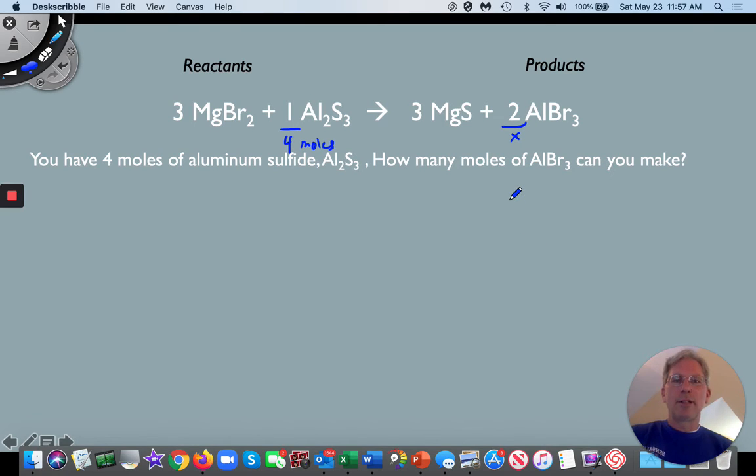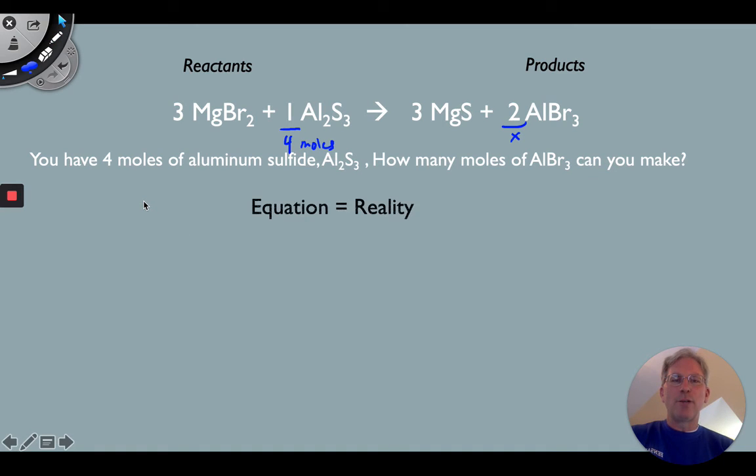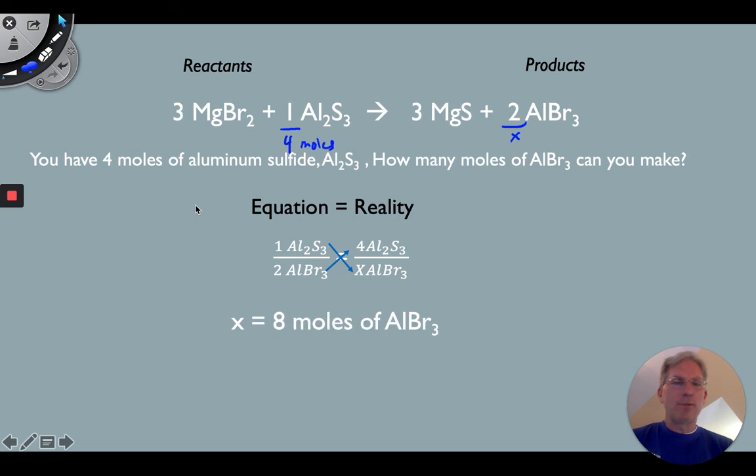So let's start off by making our equation using our ratios. I know from my chemical formula that I've got 1 Al2S3 and I've got 2 AlBr3s. But the question told me I wanted to use up 4 of them, so I'll put my 4 there and my X for the AlBr3s. Cross multiply. And this one's pretty simple. We can go straight to the answer because 1 times X is X and 2 times 4 is 8. So I will get 8 moles of AlBr3.